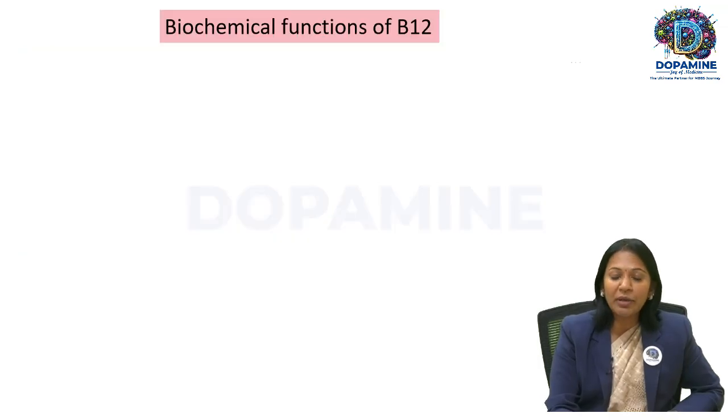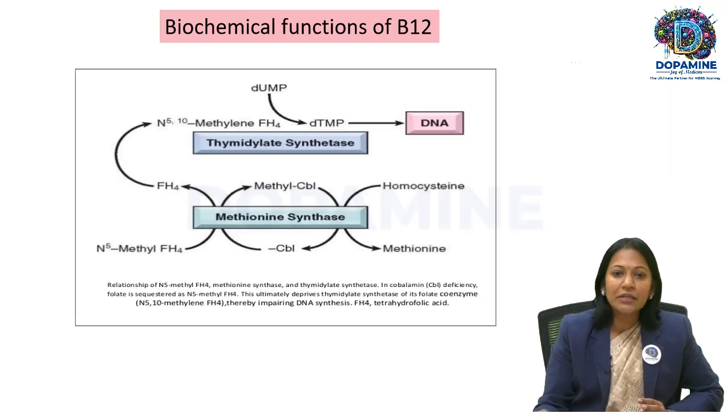So what is the biochemical function of vitamin B12? Because this is the reason for the neurological functions as well. This chart you are already familiar with. Vitamin B12, cobalamin, is needed for the conversion of homocysteine to methionine. So where is this methyl group given to cobalamin? It is because of this N5-methyl tetrahydrofolate.